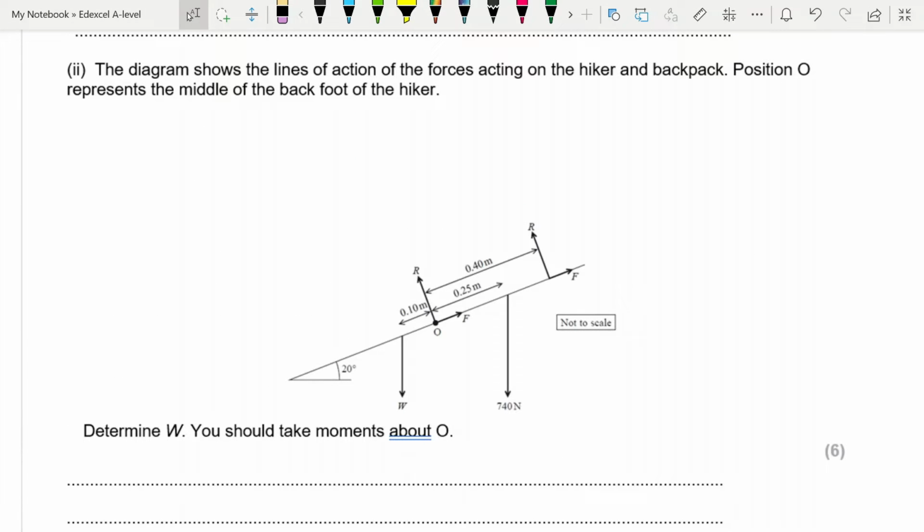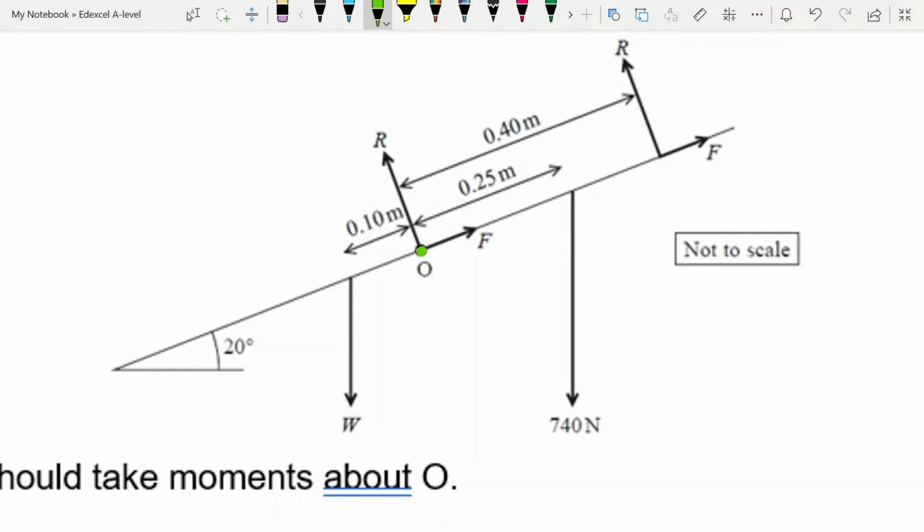The second part of this question is where the moments come in. And it says the diagram shows the lines of action of the forces acting on the hiker and backpack. Position O represents the middle of the back foot of the hiker, and we're going to take moments about O, and they want us to determine W. So let's zoom in on this picture a little so that we can identify what's happening where. This is our pivot, so everything we do is going to be taken from there. And we can see we already have distances to all of our forces from that along this line.